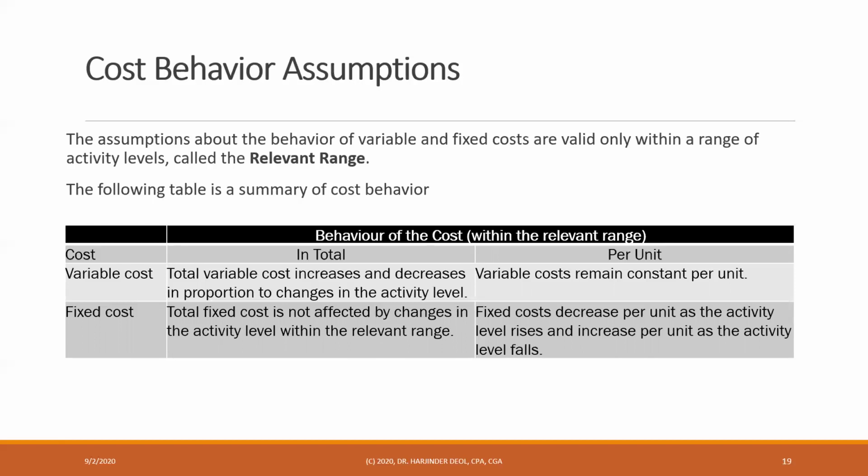So that's how fixed costs behave. As production volume increases, the per unit fixed costs fall. And as production volume decreases, the per unit fixed costs actually go up. So there is an inverse relationship at a per unit level for fixed costs and production volume.